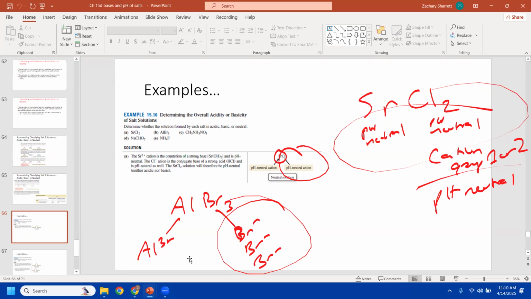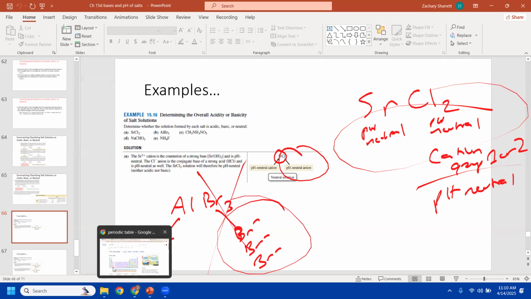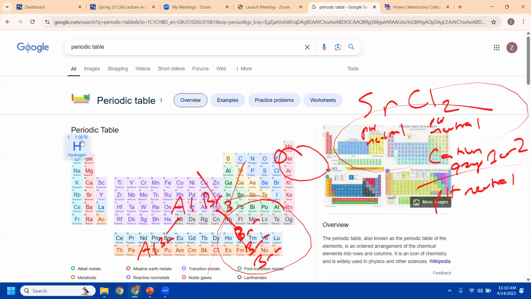I'm looking to explain this in terms of strong or weak acids. Nate, what does Br minus come from? Which acid? Yeah, Bryce. HBr is a strong acid. Therefore, the Br minus is pH neutral. So that means that this is not going to change the pH of the solution. Let's check if Al3 plus changes the pH of the solution. What would Al3 plus be considered? Is it one of the group 1 or group 2 metals? Yes or no? Let's look at the periodic table. Is Al, which is located right here, in group 1 or 2?